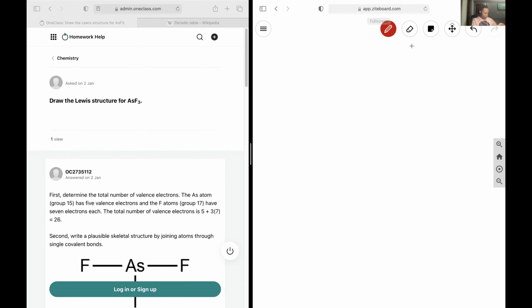Okay, for our next question. So we want the Lewis structure for this. Again, we need to count valence electrons. This is in group 15, so you're going to have 5 multiplied by 1 from that, plus 3 multiplied by 7 from the fluorine, because each has 7 valence electrons and there are 3 of them. It's going to be 21 plus 5, which is 26. So we have 26 electrons to figure out where to place.